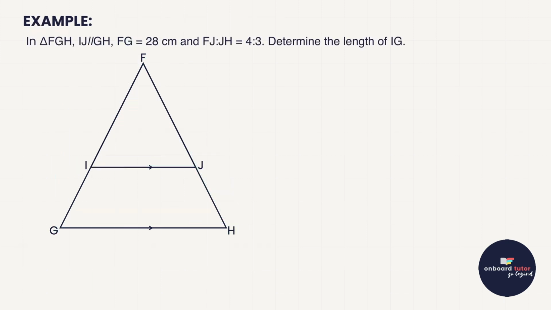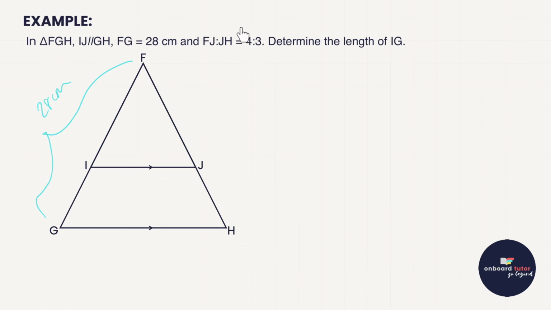The best way to check our understanding is to just practice with some examples. So let's have a look. In triangle FGH, we know that FG is equal to 28 centimeters. So this whole length here is 28 centimeters. Then FJ to JH is 4 to 3. So what this is not saying, and be careful here, grade 12, they're not saying this is 4 centimeters and this is 3 centimeters. No, no, no.